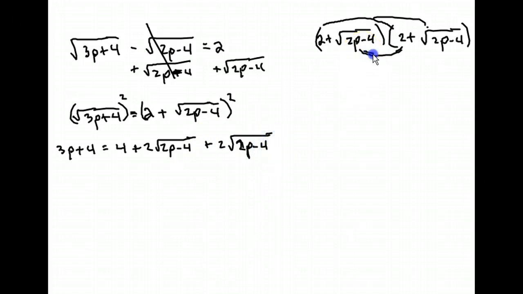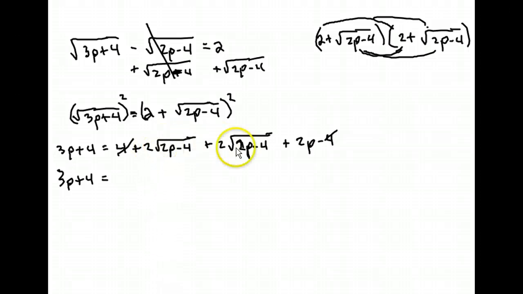And then we take the square root of 2p minus 4 times the square root of 2p minus 4. Since you're multiplying the same thing, you're really squaring it. And when you square a square root, you get what's under it. So you end up with 2p minus 4. So on the left side, it's still 3p plus 4. On the right side, the 4 and the 4 will cancel out. You've got a positive 4 and a negative 4. These two will give you 4 times the square root of 2p minus 4, and then plus 2p.